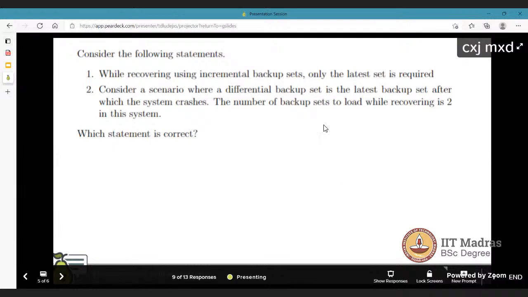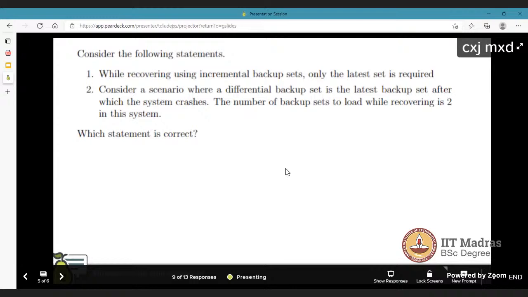Ma'am, in this question, we were expected to write the number of correct statements, right? Yes, that's right. Sorry, the question is stating which statement is correct? I thought I had to mention the statement number only, not the number of statements. Sorry for the error. Actually, what I wanted was the number of statements that are correct.